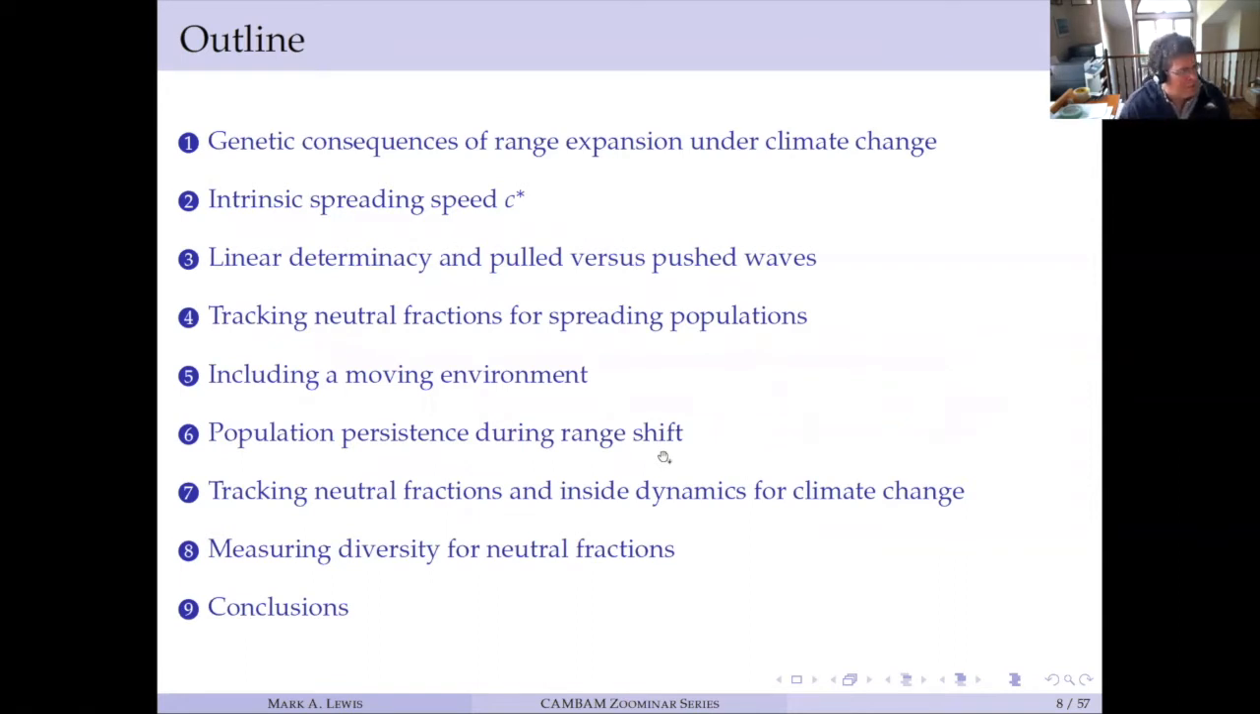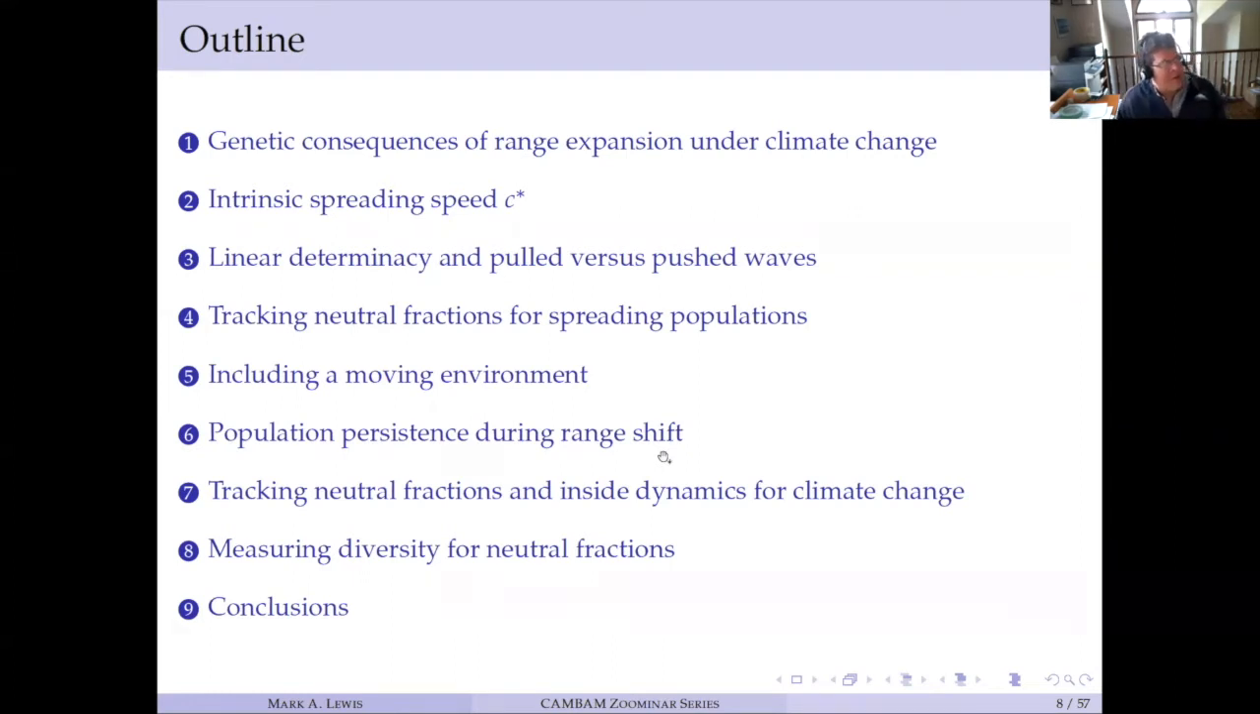I'll start the next bit by talking about the intrinsic spreading speed, and this draws on some beautiful classical theory that goes back to the 1930s for populations. And then I'll talk about how we calculate this speed. And there's a difference between pushed and pulled waves depending on their growth dynamics. And this actually plays a very important role in terms of the genetic diversity dynamics.